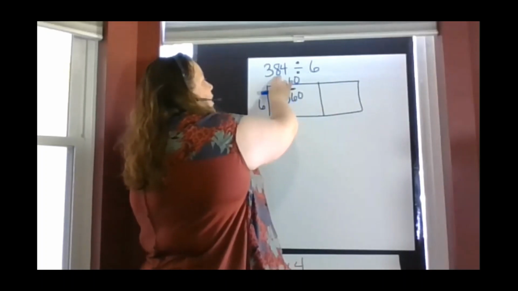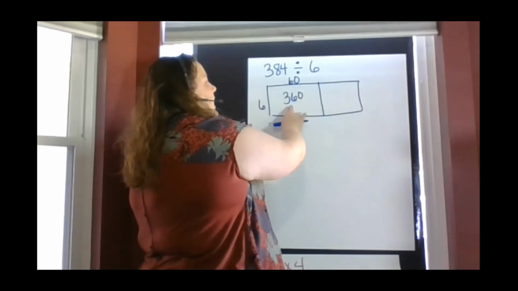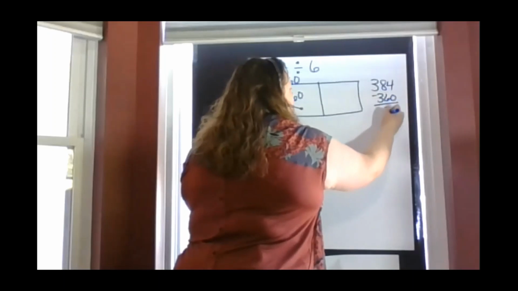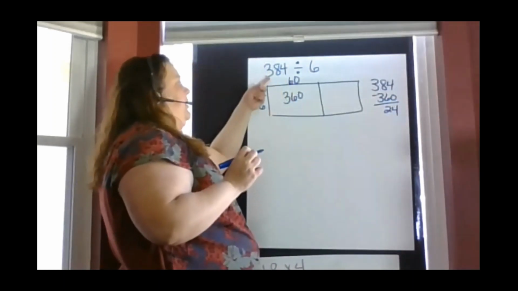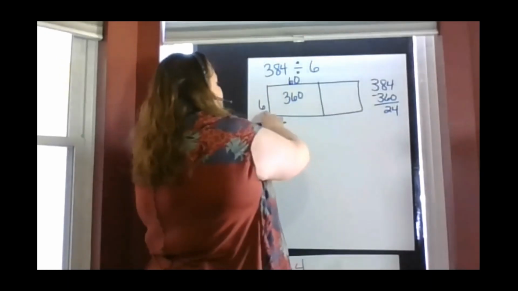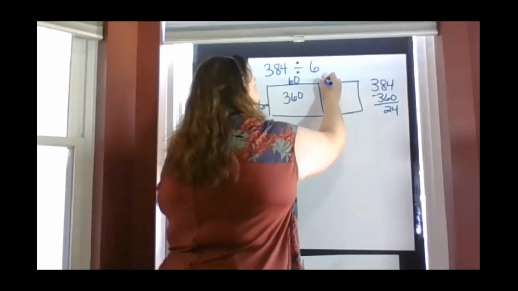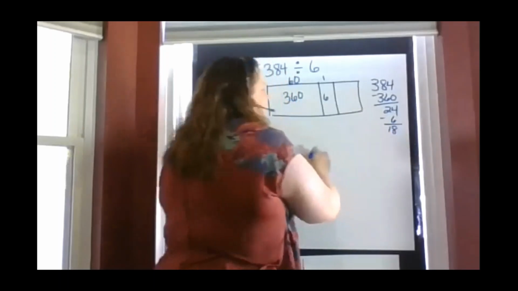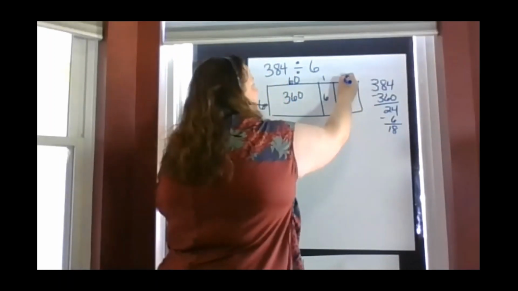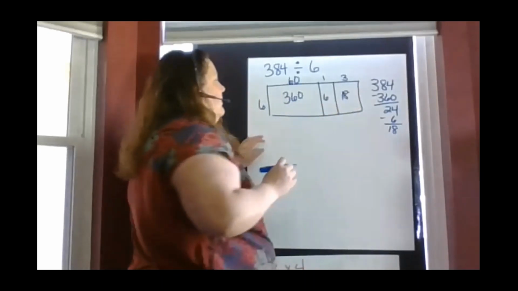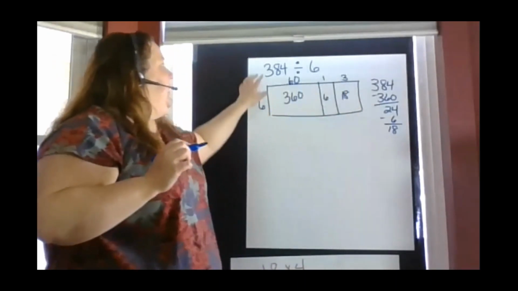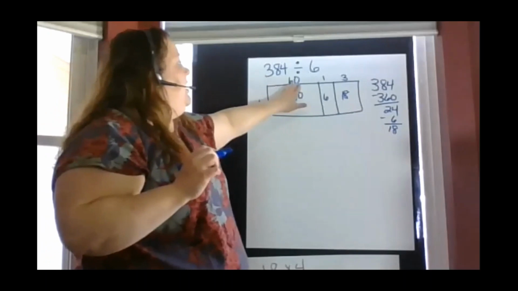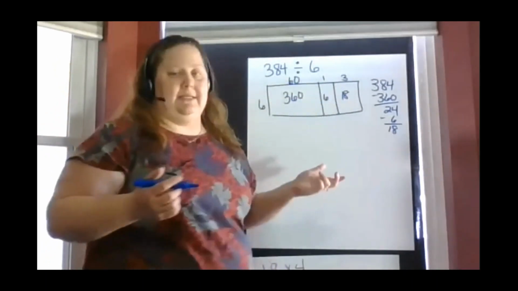I know that I'm wanting to get to 384. I am 24 still away from 384. I could do it by 6. I'm going to take away 6, so that's a 1. Right? One group of 6 is 6. Oh, I know that 6 times 3 is 18, so I'm going to take away a group of 3 for 18. So when I add these individual areas up, I get 384. So when I look at how many times 6 went into 384, 60 plus 1 plus 3 is 64.